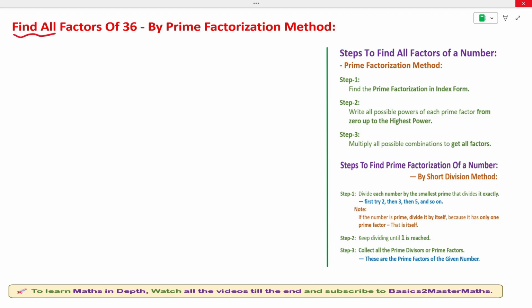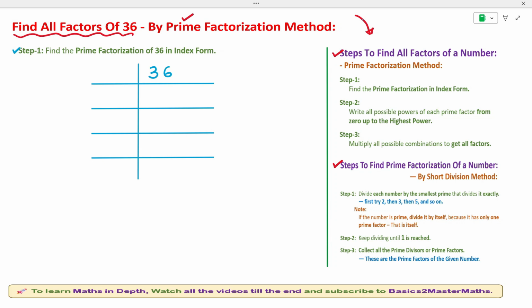Let us find all factors of 36 by prime factorization method, step by step. Before solving the problem, please go through the below steps. Step 1. Find the prime factorization of 36 in index form.